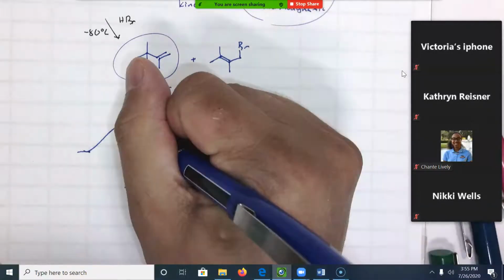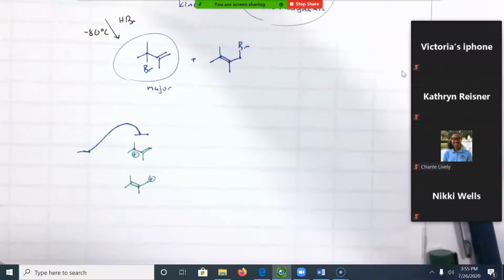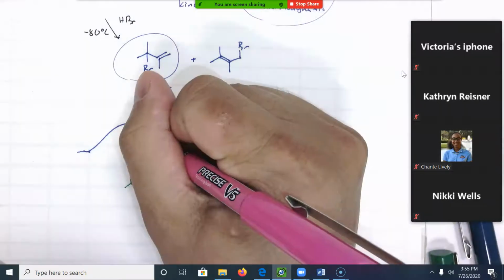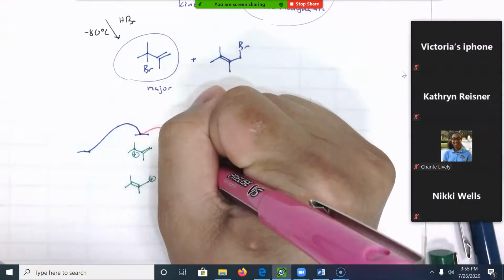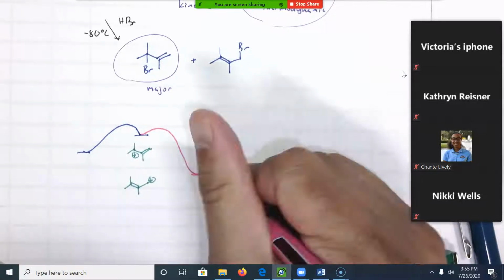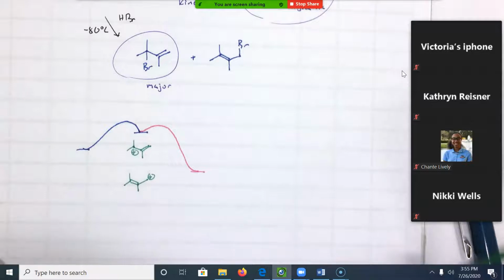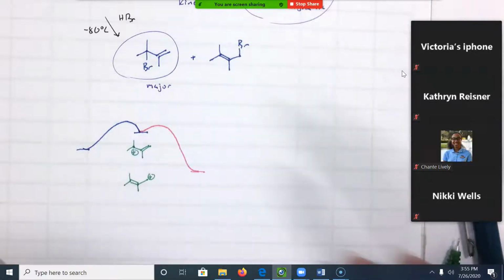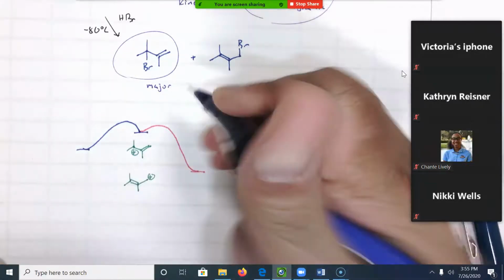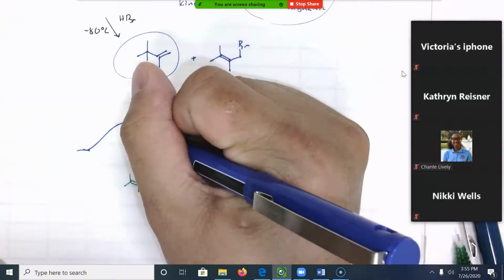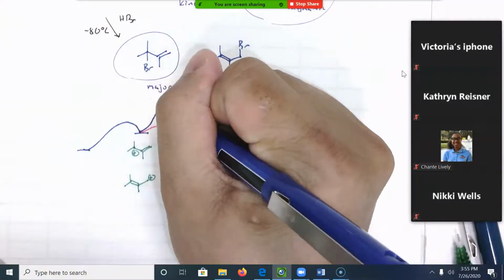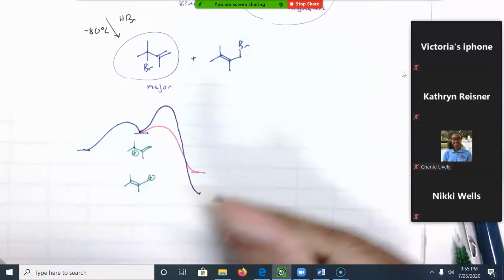Look at this. Look at my pink line. A pink line goes now like this, and I end up here for the products. Okay? And then look at my green line, or what color do I want to use? Let's see if purple works. Look at my purple line. Bigger hill, but lower valley.